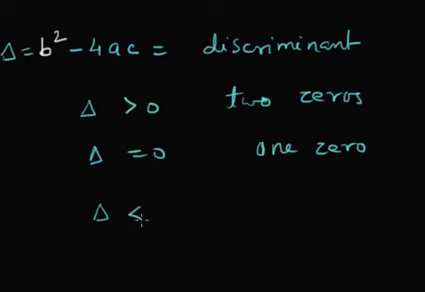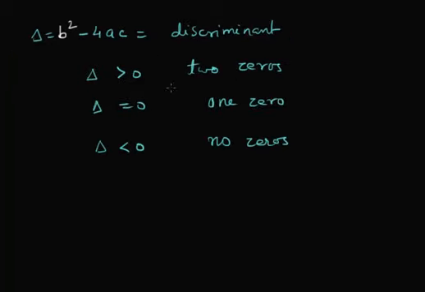If this delta is less than 0, the value inside the square root is less than 0, we have no zeros, because we don't have any real zeros, that is the reason we say no zeros. Of course, the imaginary zeros exist. So the discriminant is such an important factor because it helps us to know how many zeros will exist for the given quadratic function.